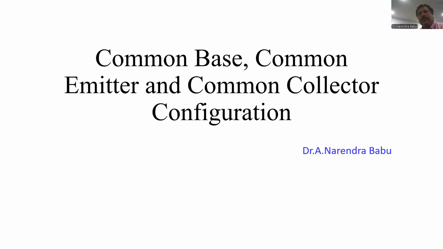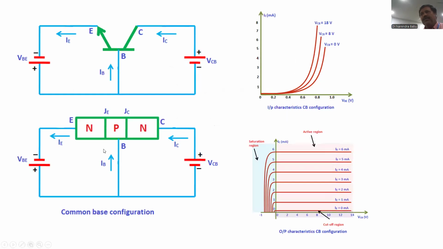Good morning, students. Today in this class, I'm going to discuss common base, common emitter, and common collector configurations of a BJT transistor. First of all, BJT transistor introduction has been covered in the previous class. BJT simply is nothing but a bipolar junction transistor. Let's look into the first, common base configuration.